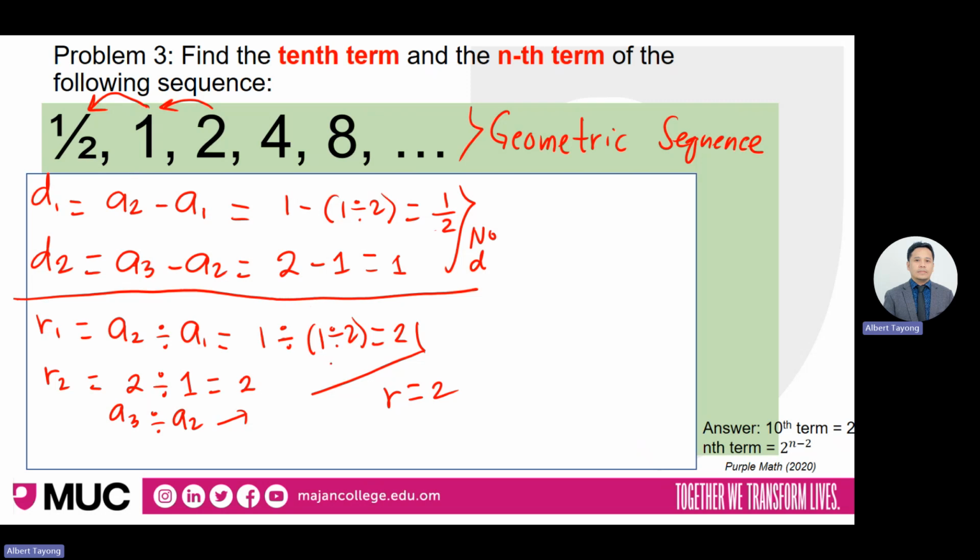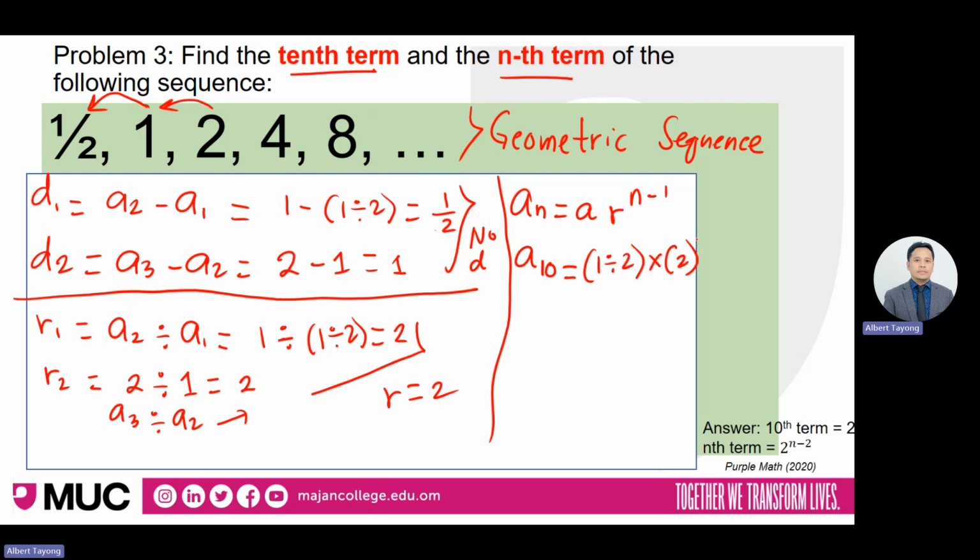We use an R. So it means that we're going to find these terms using the formula for geometric sequence, which is A sub n equals A times R raised to the power of n minus 1. So our actually A sub 10, 10th term is equal to A. Our A is 1/2 times R is 2 raised to the power of 10 minus 1. So basically, what would be the answer here? 10th term.